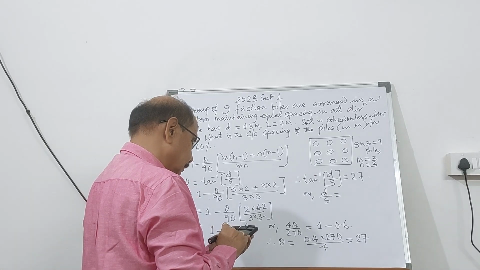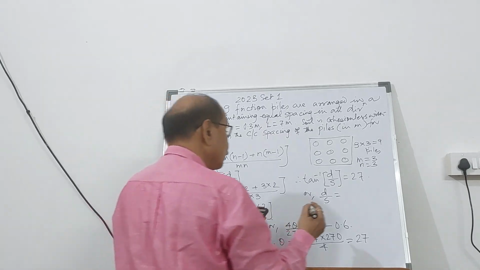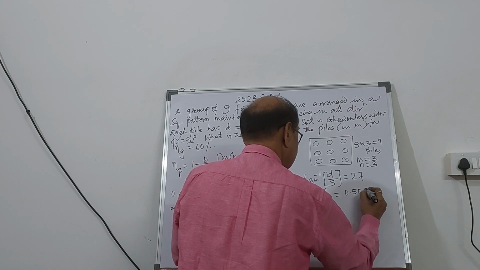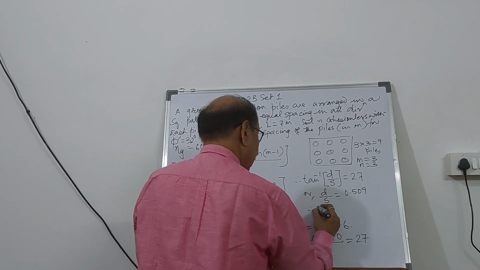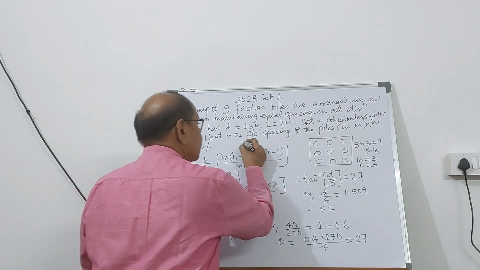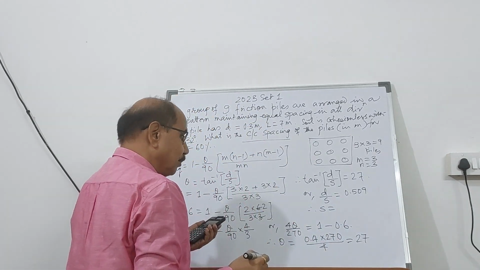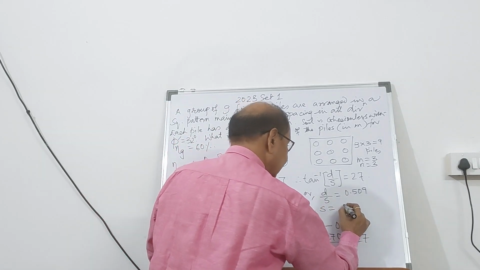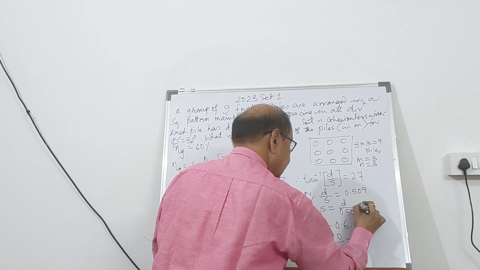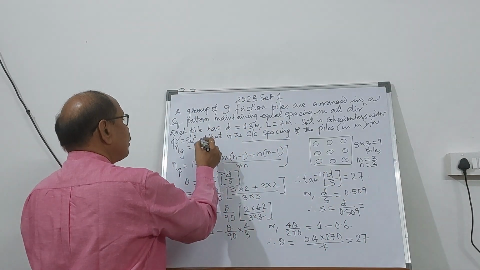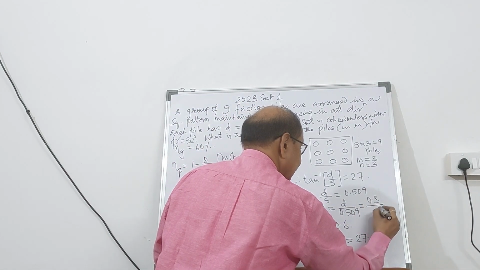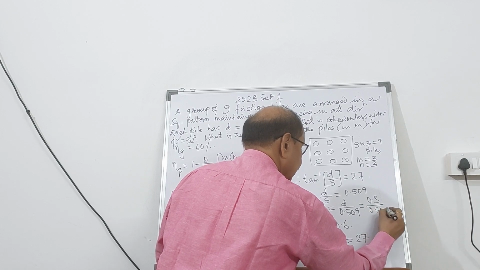tan 27 is 0.509. Therefore, the center to center spacing of the piles in meter can now be calculated as d divided by 0.509, and diameter is already given in this problem. So diameter is 0.3 meter. So this is going to be 0.3 meter divided by 0.509.